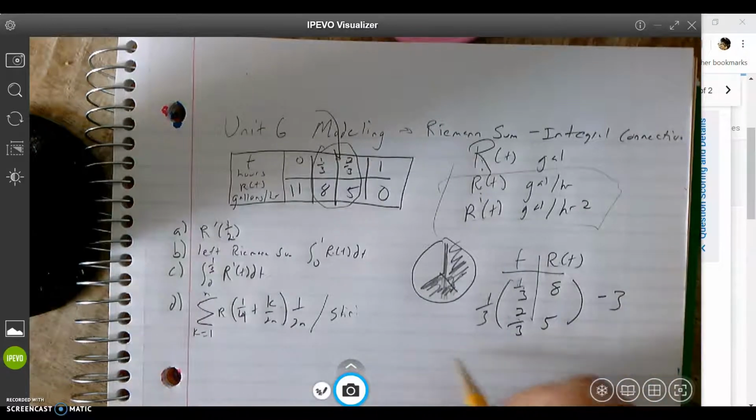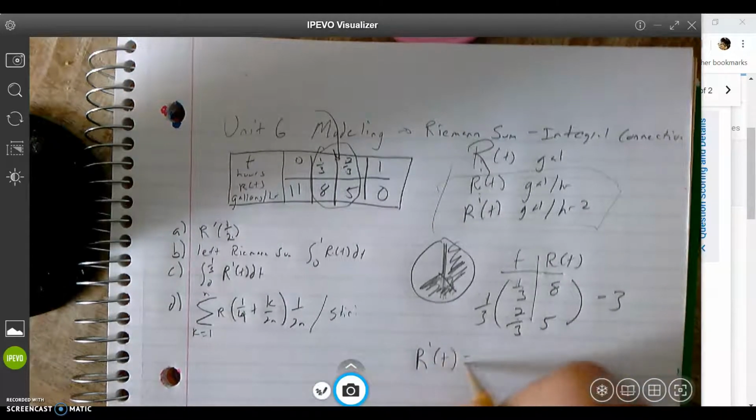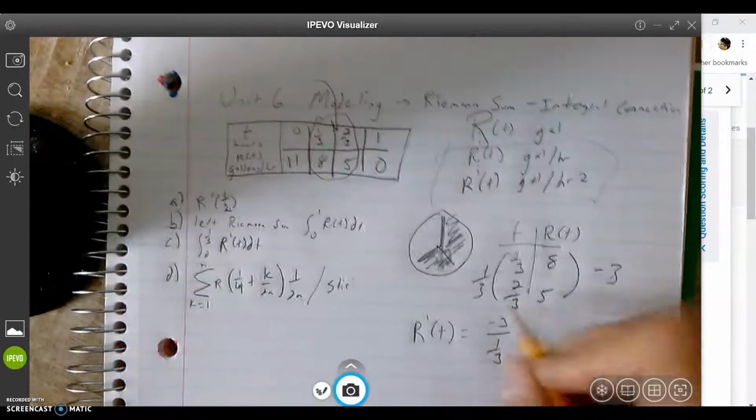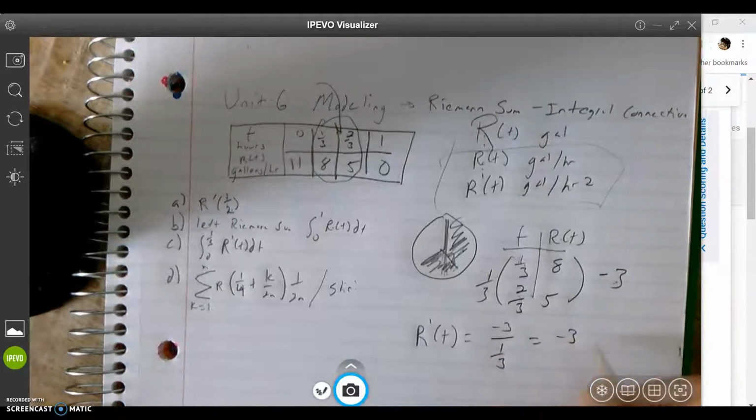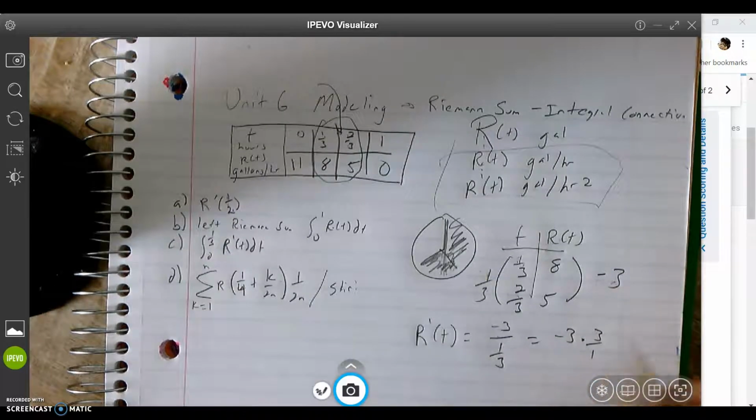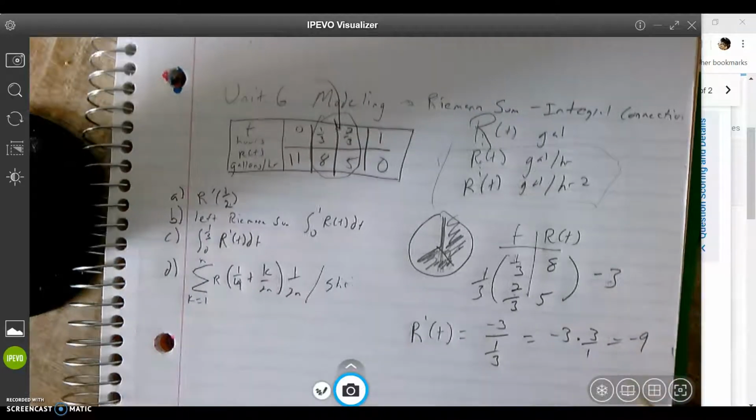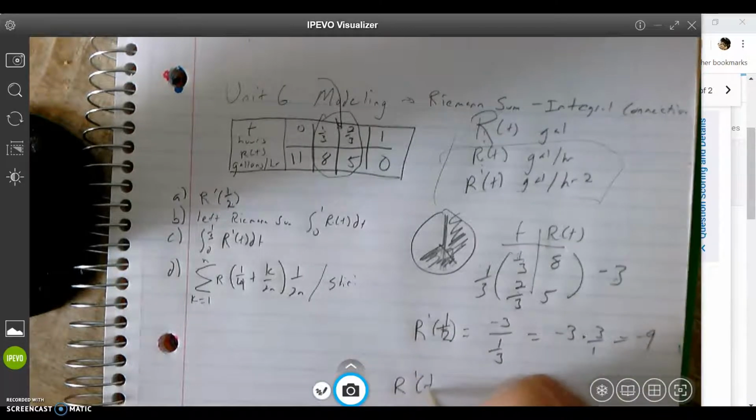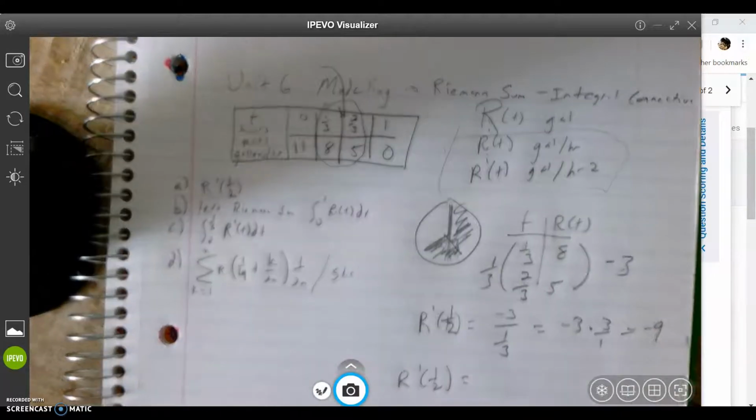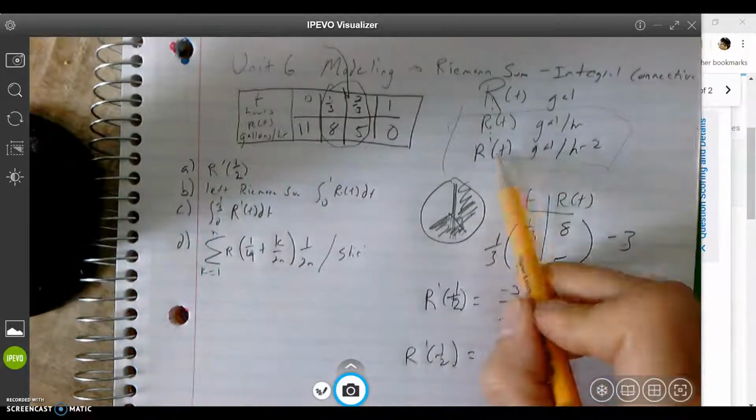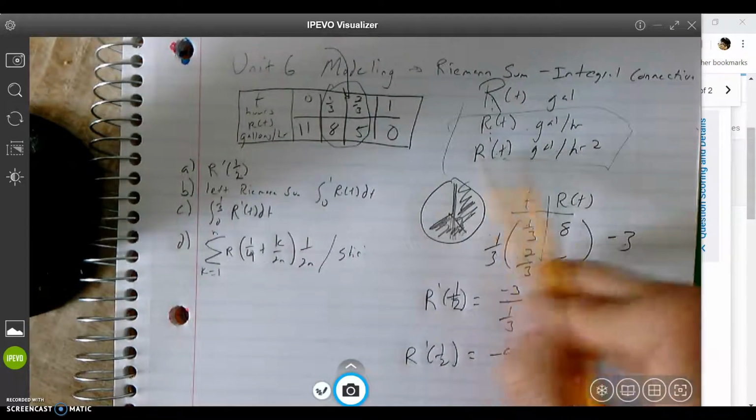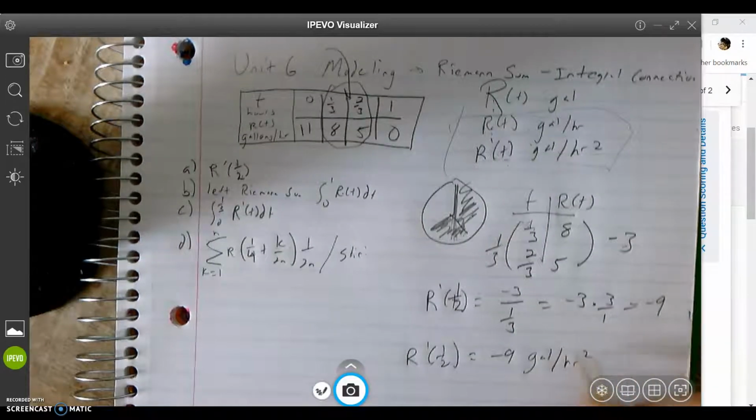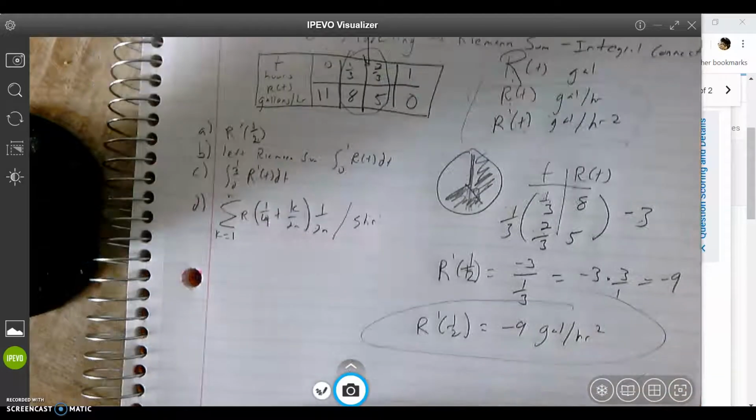So your slope, so r prime of t, is change in y over change in x, which is when you divide by a fraction, you multiply by its reciprocal, so that's -9. But it also says you need the units. So r prime of 1/2 equals -9. Good thing I wrote this down. The rate of the rate is gallons per hour squared. They're leaking out. There you go.